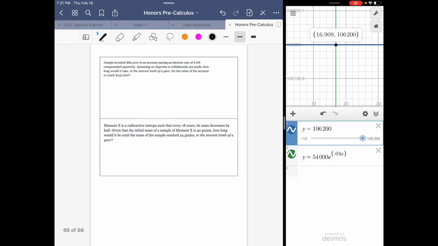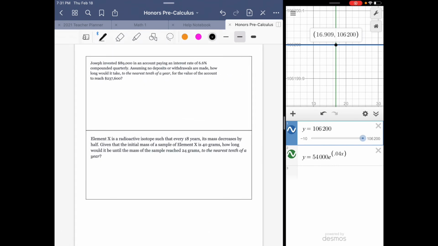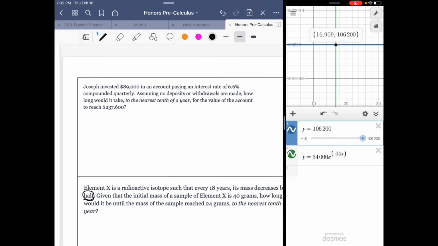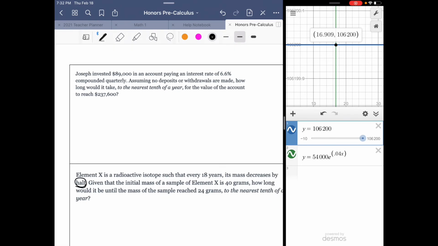All right, so doing this, I'm going to do it one more time. This last one is a half-life. I can show you how to set it up, but you should be able to solve it the exact same way. So it says Joseph invested $89,000 at 6.6% compounded quarterly. So we're going to use our compound formula. Remember, our compound formula has our n in it. So if it's quarterly, then n equals 4.